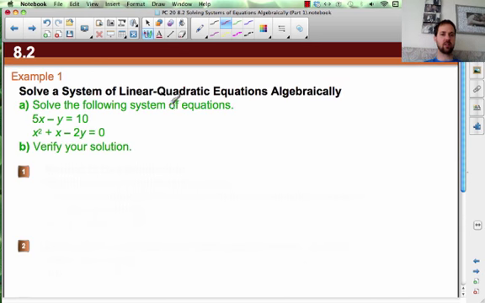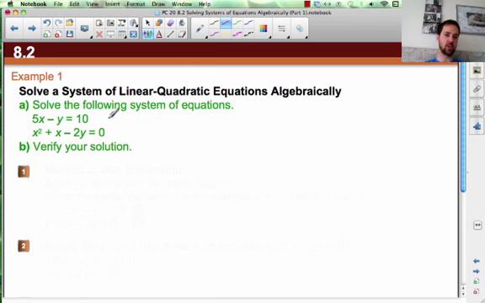Alright, so solving a system of equations algebraically, linear quadratic, sorry, because we have one linear, one quadratic. So we want to solve this system. Now, all that means is we basically set them equal to each other, because that will allow us to find out at what values on the graph they overlap.